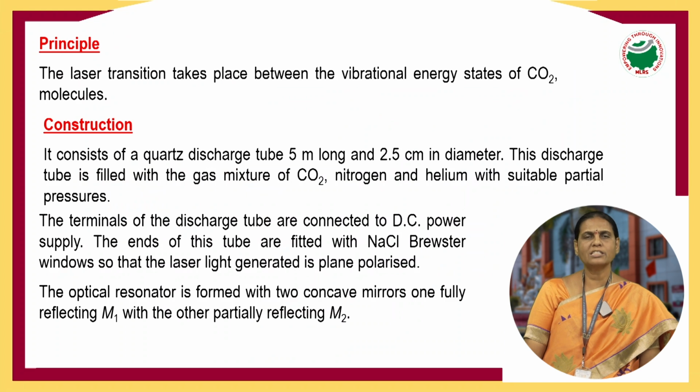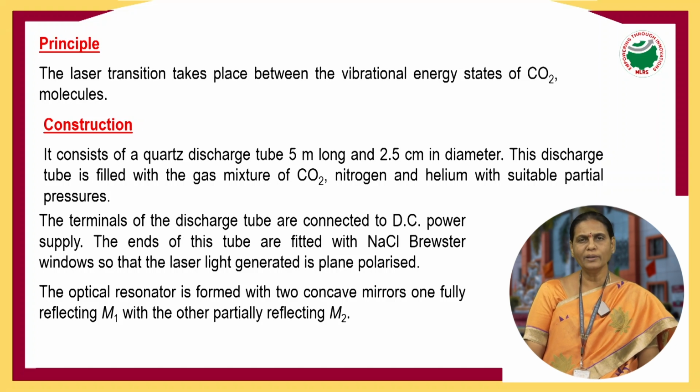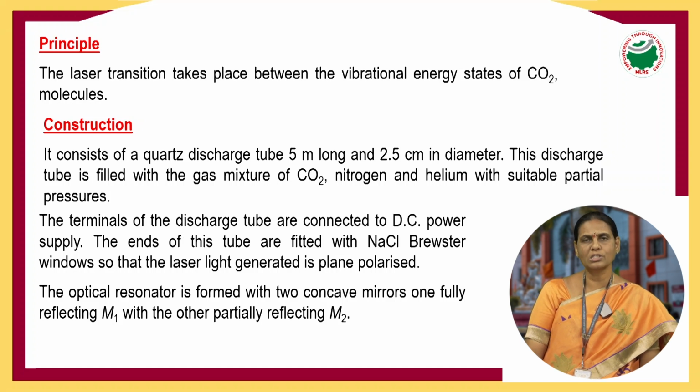Next, what is the basic principle involved in the production of lasing output? Laser output has to be produced. So what is the principle which is involved? The laser transition takes place between the vibrational energy states of carbon dioxide molecules. In between the carbon and oxygen atoms, the lasing action will be produced. That means we can produce a laser output in the case of the carbon dioxide molecule.